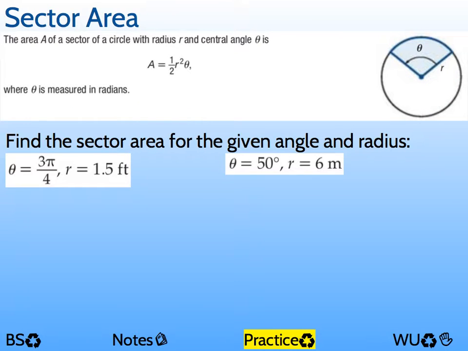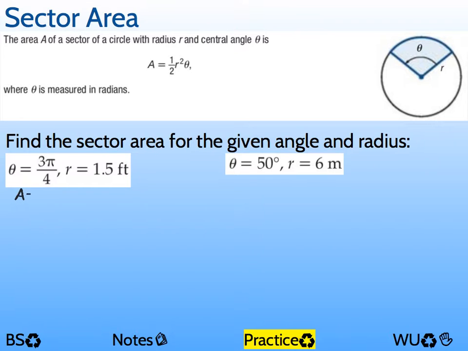Here we're given two problems where you have to find the sector area given an angle and a radius. The first one asks for an angle of 3 pi over 4 and a radius of 1.5 feet. And the second one asks for an angle of 50 degrees and a radius of 6 meters. Pause your video now so you can solve these problems, and I'll go over the answers in 3, 2, 1.